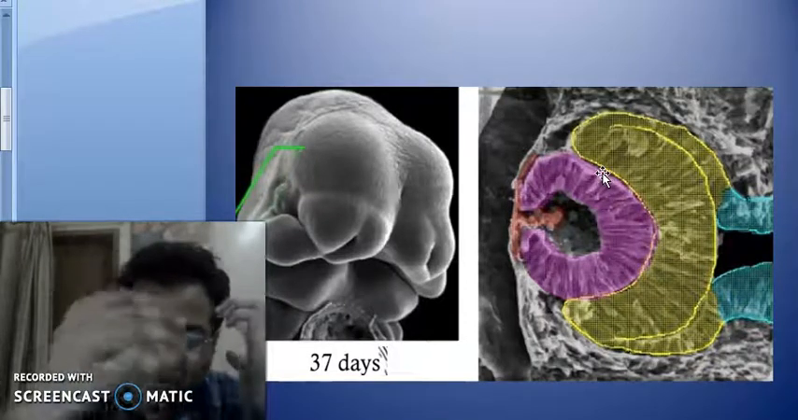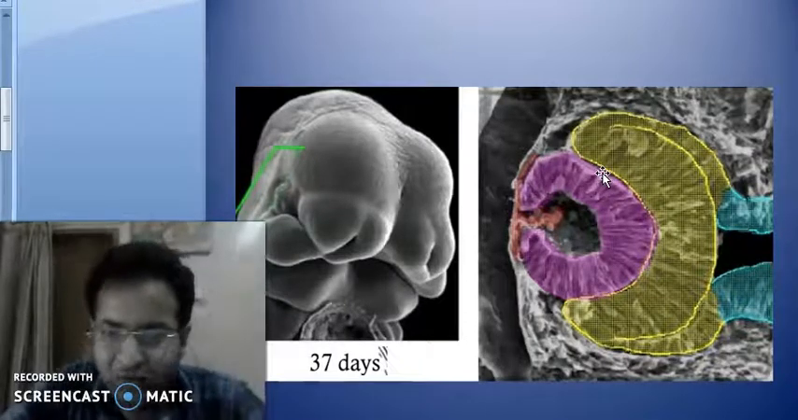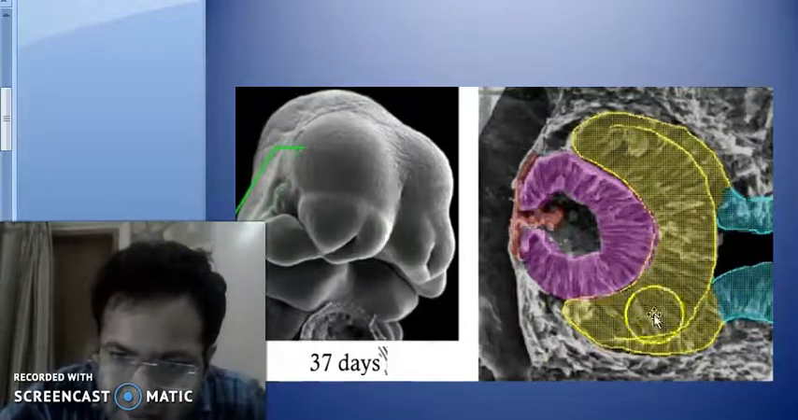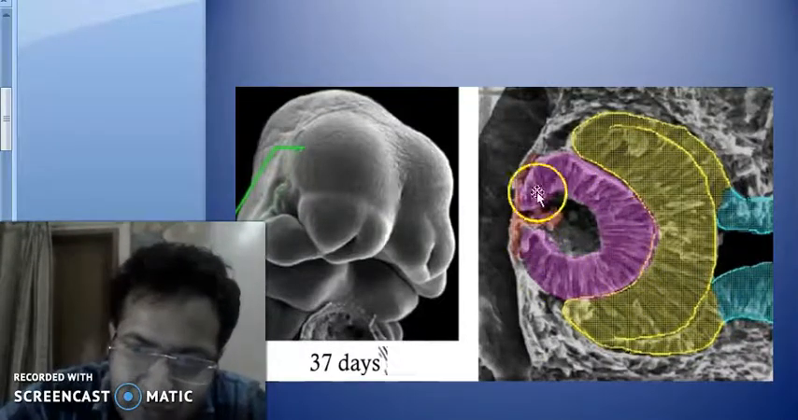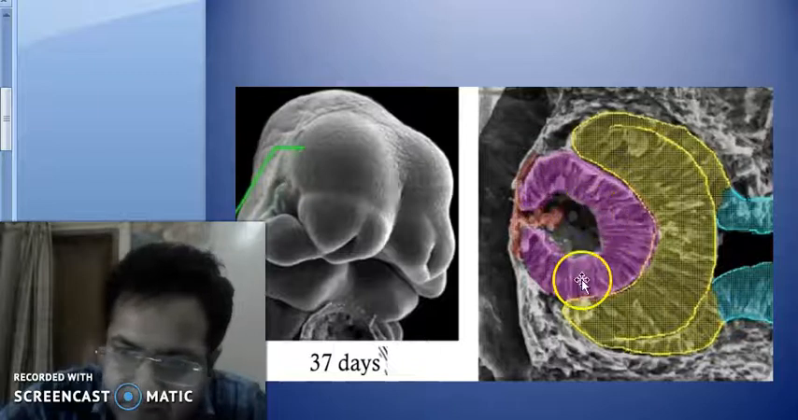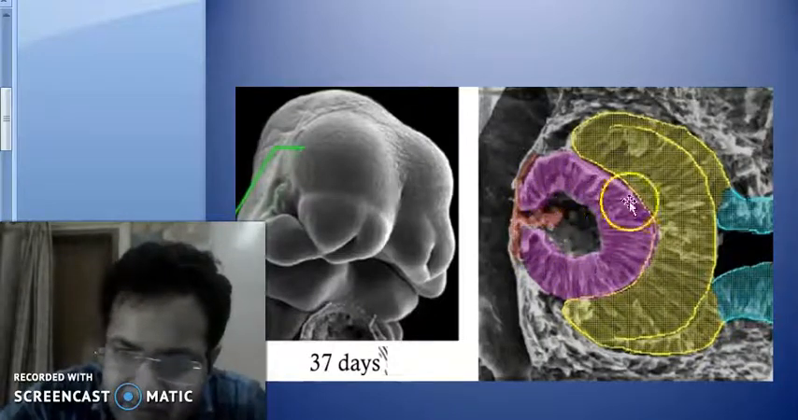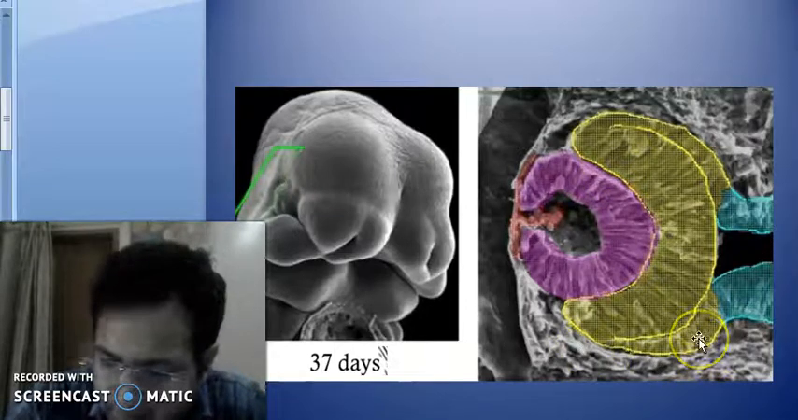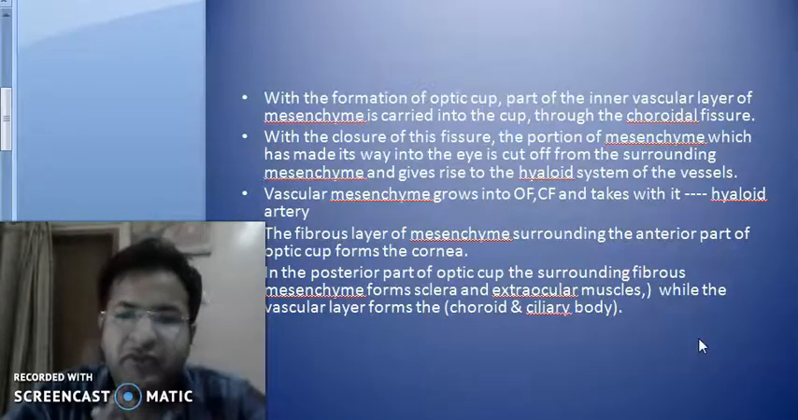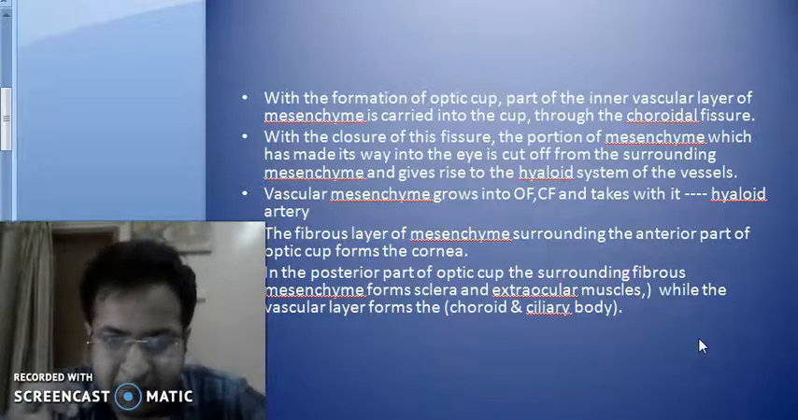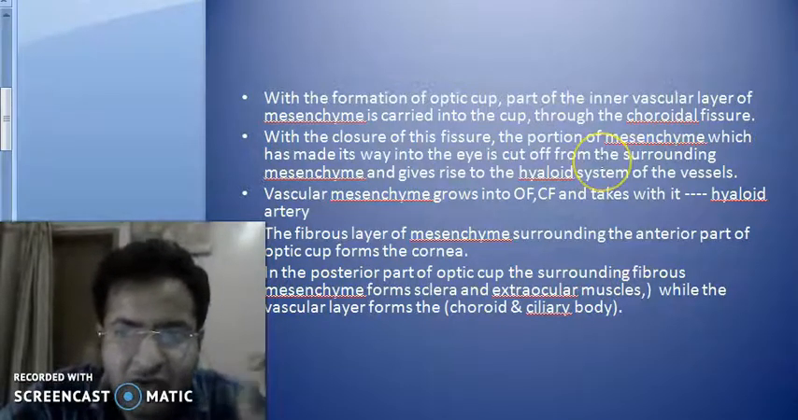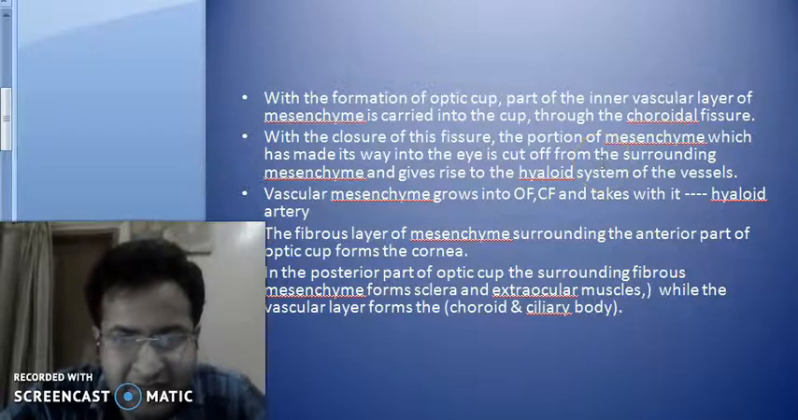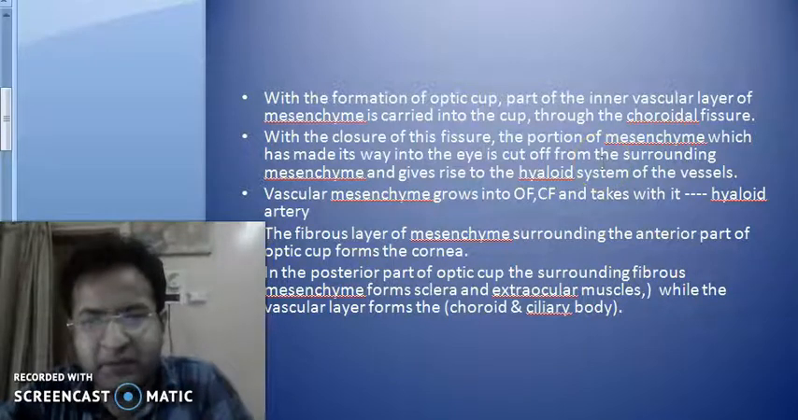It comes in, and its outer layer also starts to pull back. When it pulls back, the surface ectoderm also pulls back in the form of a vesicle. So this is the lens vesicle formation, and this is the formation of the optic cup with two layers. With the formation of the optic cup, part of the inner vascular layer of the mesenchyme is also carried into the cup.